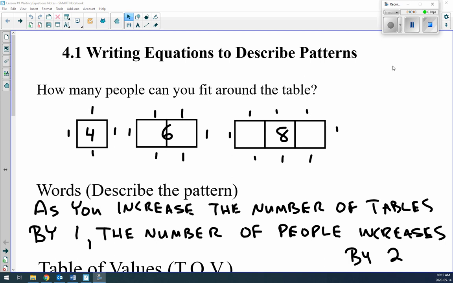So, grade 9, chapter 4, this is 4.1, writing equations to describe patterns. What we do is we have a picture here. If you look, this is a table. How many people can sit around the table? We can put one on each side, so 4 people in this one.